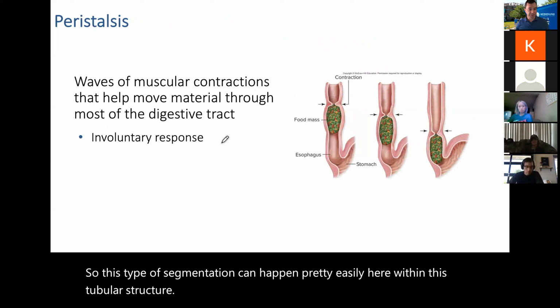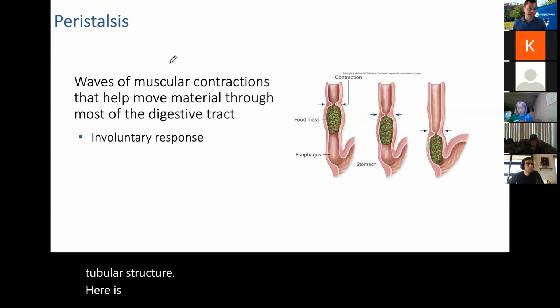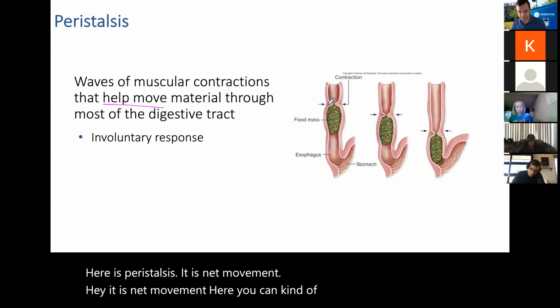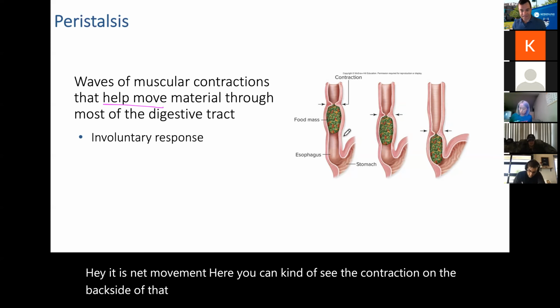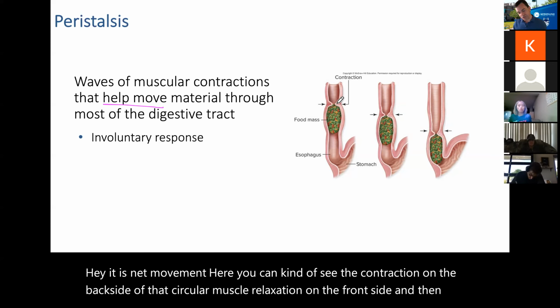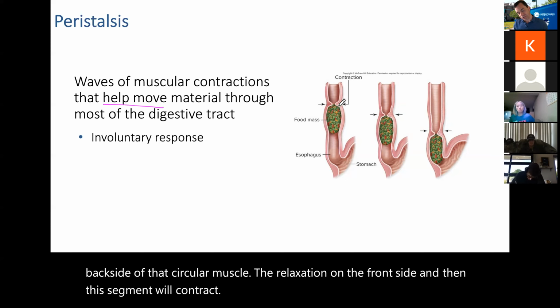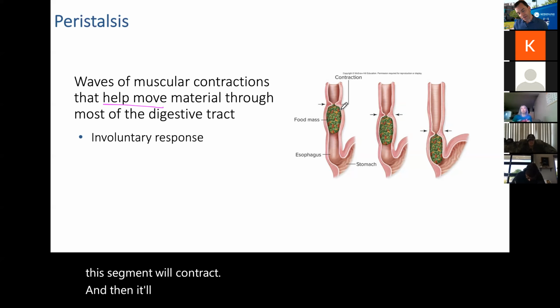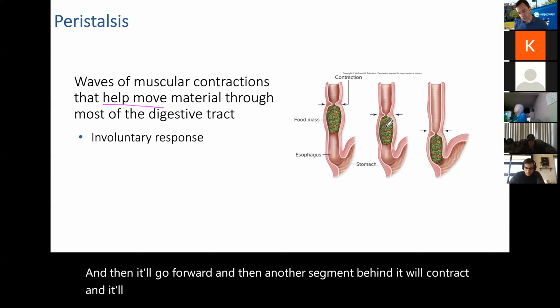Here is peristalsis. It is net movement. Here you can kind of see the contraction on the backside of that circular muscle, the relaxation on the front side, and then this segment will contract, and then it'll go forward, and then another segment behind it will contract, and it'll keep pushing the bolus, the food mass, forward through the tube.